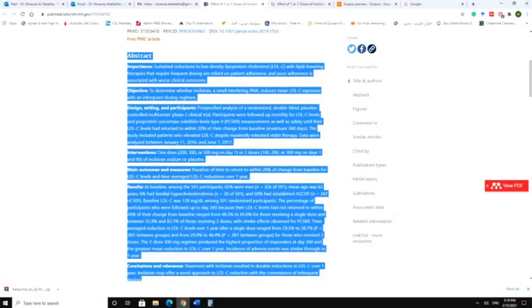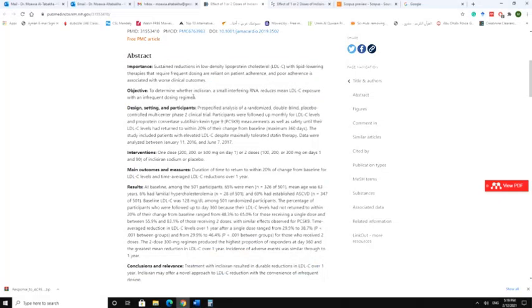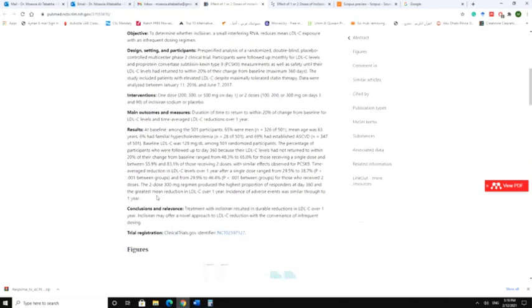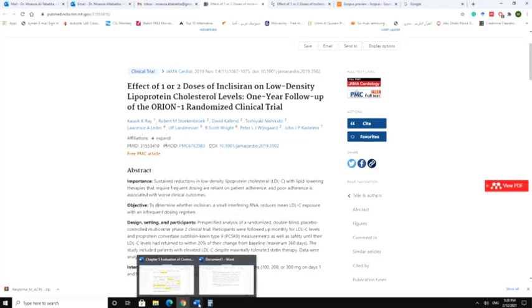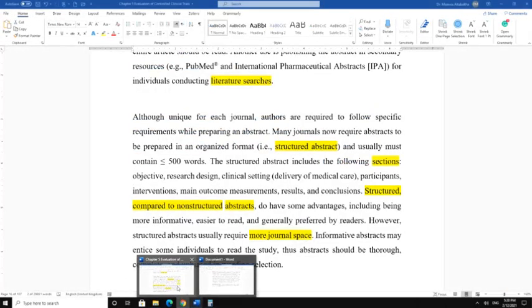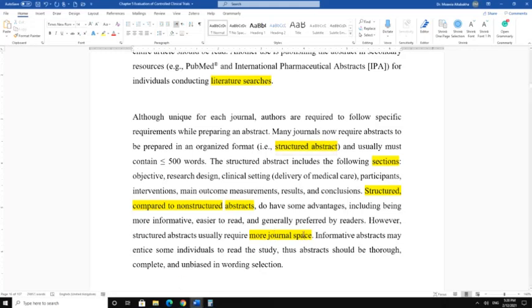Non-structured will contain elements of these things, but maybe with less detail. Of course, for the reader, it is helpful to have a structured abstract because you can go directly to the item that you like, and usually it contains a little more information than non-structured. From the journals' point of view, they are concerned about the space because they pay money for the space. So maybe the journal prefers non-structured because of the space, but the readers, they like the structure.